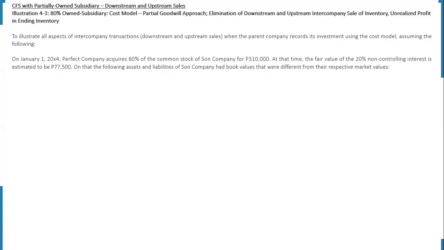On January 1, 2024, Perfect Company acquires 80% of the common stock of Sun Company for 310,000. At that time, the fair value of the 20% non-controlling interest is estimated to be 77,500. On that date, the following assets and liabilities of Sun Company had book values that were different from their respective market values.